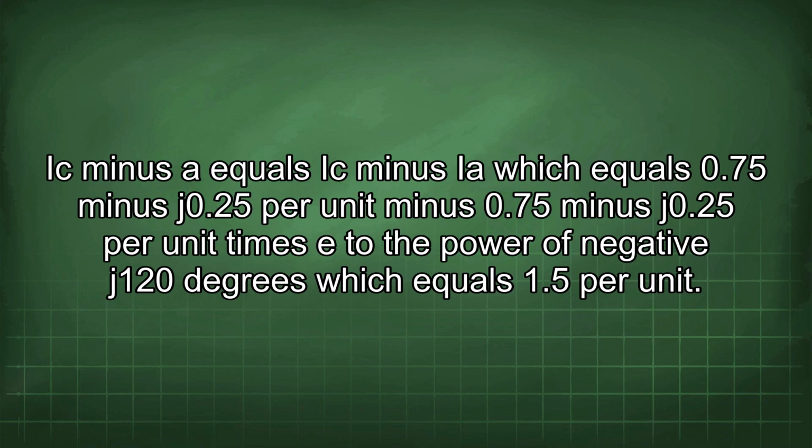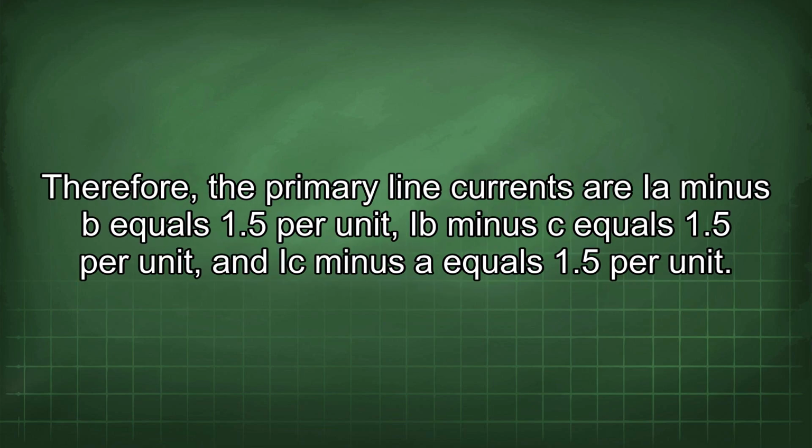I_CA equals IC minus IA, which equals 0.75 minus j0.25 per unit minus (0.75 minus j0.25 per unit) times e to the power of negative 120 degrees, which equals 1.5 per unit. Therefore, the primary line currents are I_AB equals 1.5 per unit, I_BC equals 1.5 per unit, and I_CA equals 1.5 per unit.